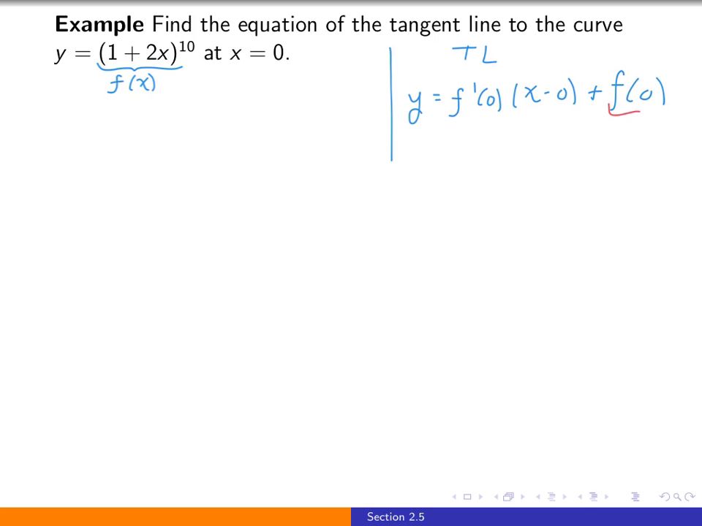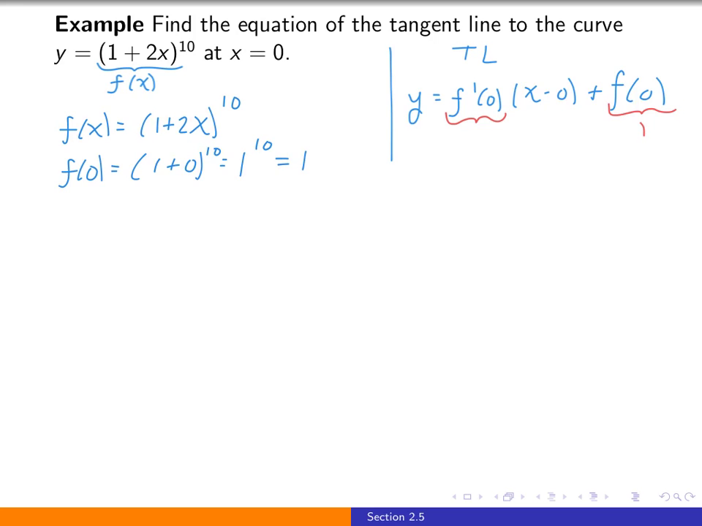We need to first find the function value f of 0, which should be the easier of the two things, and then find the slope of the tangent line, f prime of 0. So let's go ahead and find the function value first. So f of x is 1 plus 2x raised to the 10th power. So f of 0 is 1 plus 0 to the 10th, which is 1 to the 10th, which is the number 1. So we've taken care of the function evaluation.